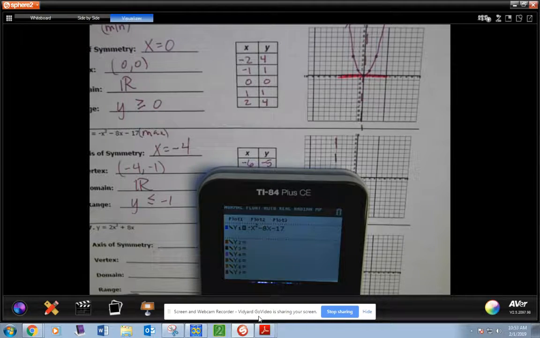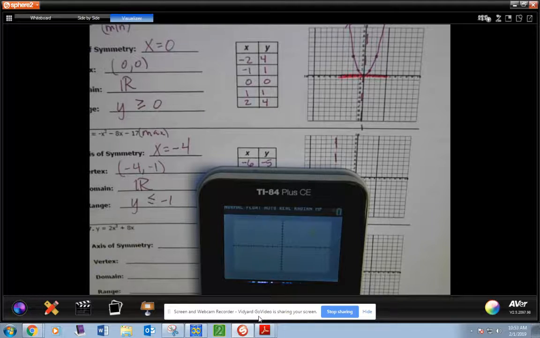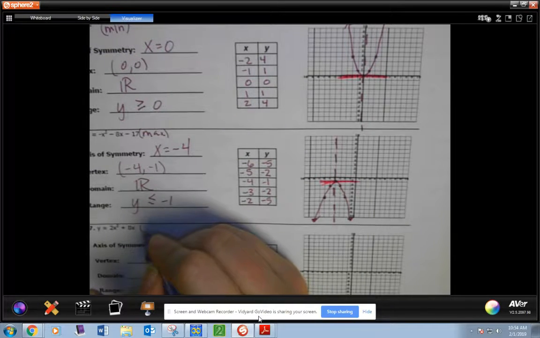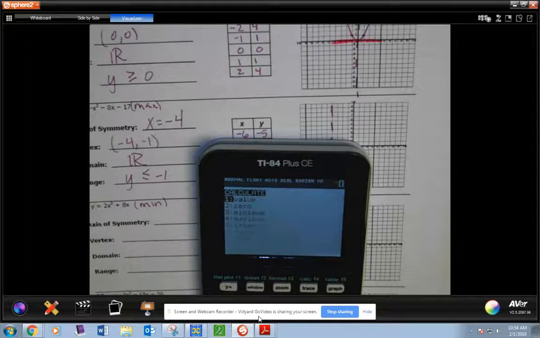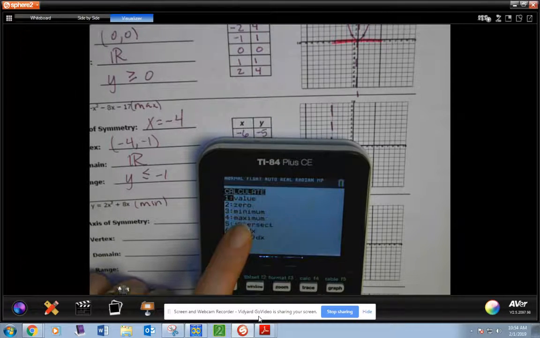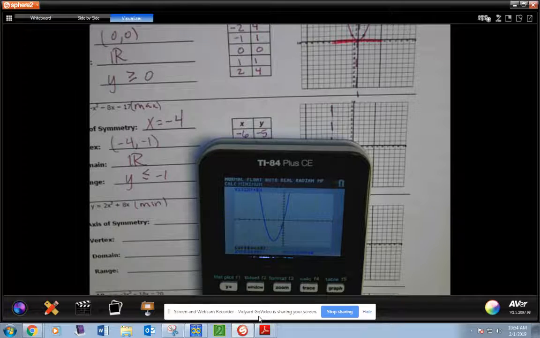So y equals, let's clear this out, 2x squared plus 8x. Now, if you notice, this problem doesn't have a c. That's okay. We're going to graph it. Okay, this is, again, a minimum, so I'm going to write min so I know. And I am going to do second trace, number 3 this time. When it says left bound, I get my cursor to the left side. Right bound, get my cursor to the right side. And guess, we just hit enter.